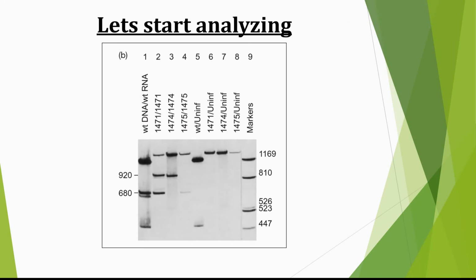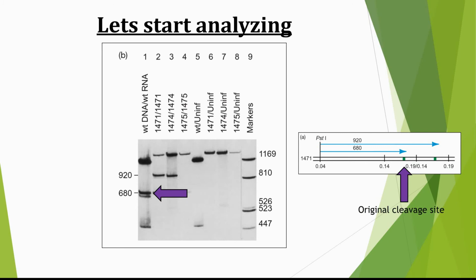So let's interpret the data a little bit. In the first lane, we see that this is just a wild-type DNA probe assaying for wild-type mRNA. There are 3 bands in this lane that I want to focus on, and one that we will come back to a little later. The bands I want to focus on are these 2 right here, and this one right here. As we can see, there is a band that is around 680 nucleotides. This band corresponds to the mRNA that was cleaved at the original cleavage site, which is located here.